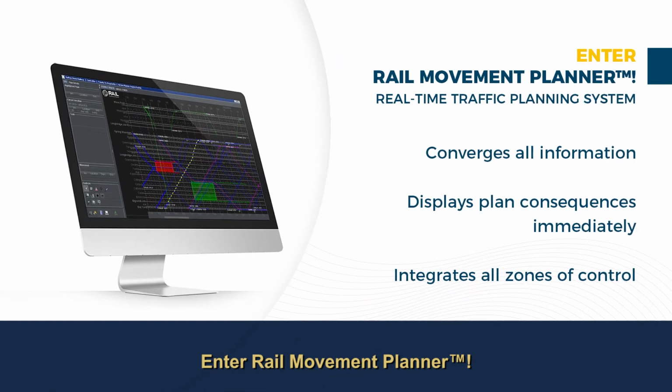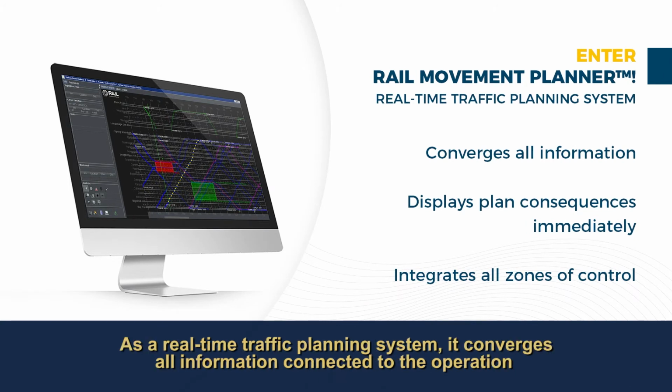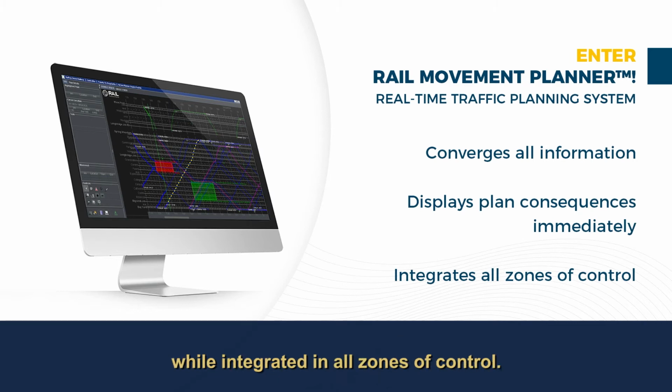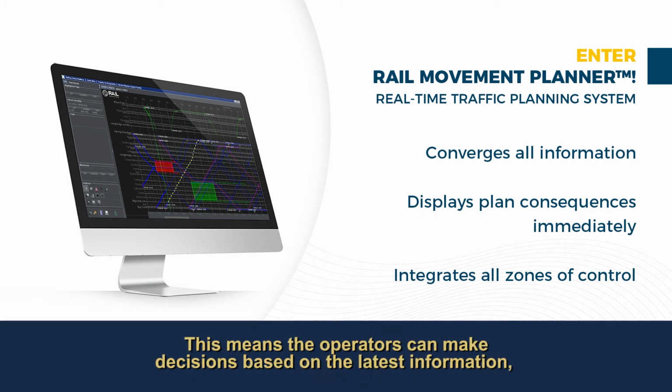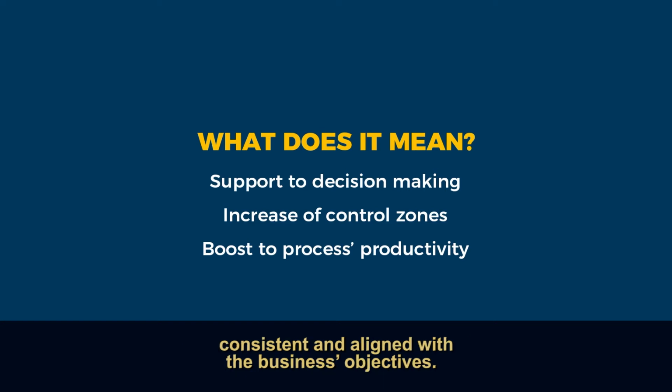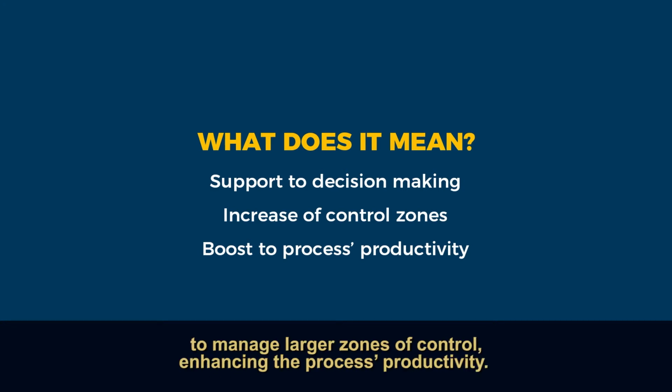Enter Rail Movement Planner. As a real-time traffic planning system, it converges all information connected to the operation by displaying the upcoming impacts of each planning to the controllers, while integrated in all zones of control. This means the operators can make decisions based on the latest information, consistent and aligned with the business's objectives. He also becomes able to manage larger zones of control, enhancing the process's productivity.